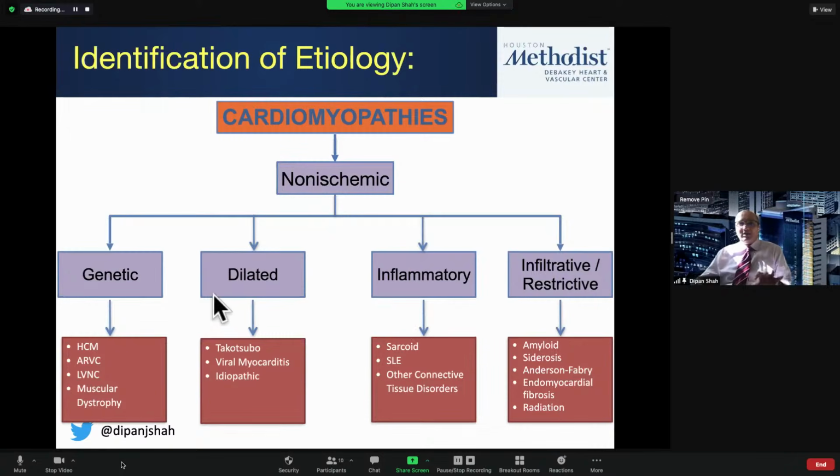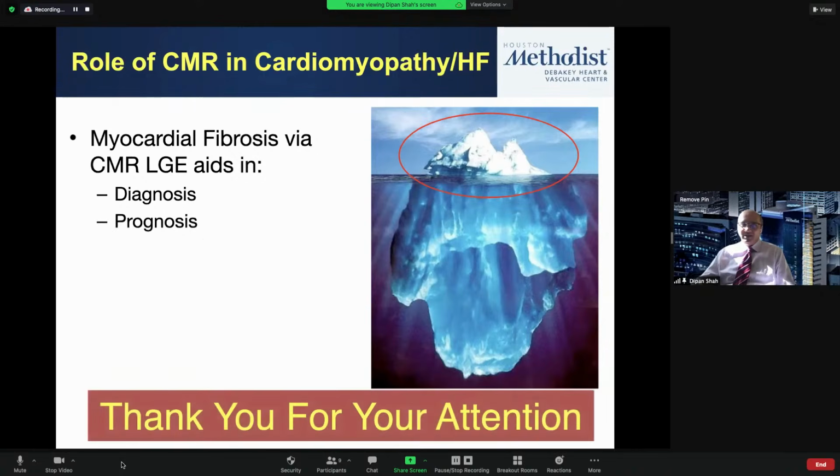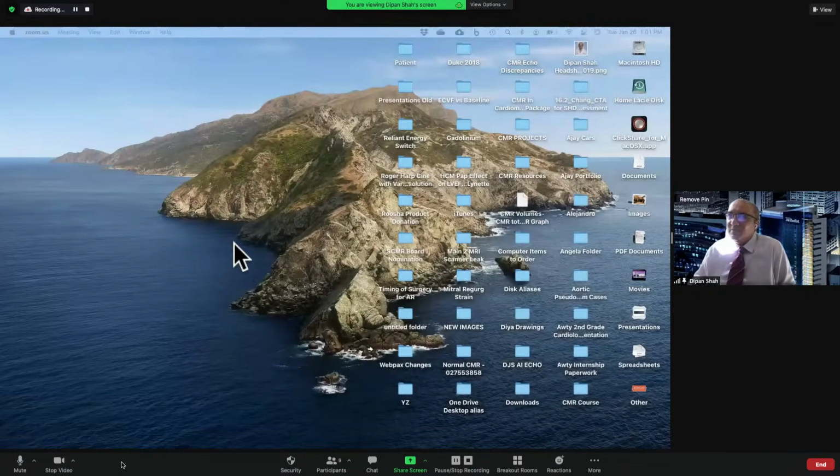So what I touched on today was the genetic and the dilated cardiomyopathies. We'll come back next week to the inflammatory and the infiltrative restrictive cardiomyopathies, as well as the role for cardiovascular PET in these conditions. Really, what I hope I showed you is that CMR, with its ability to assess myocardial fibrosis, is able to aid in diagnosis, in prognosis, and, as we'll see in the future, also provides therapeutic management options for our patients with cardiomyopathy. I thank you for your attention, and I'd like to open it up for any questions from the folks at Houston Methodist on the Zoom platform.